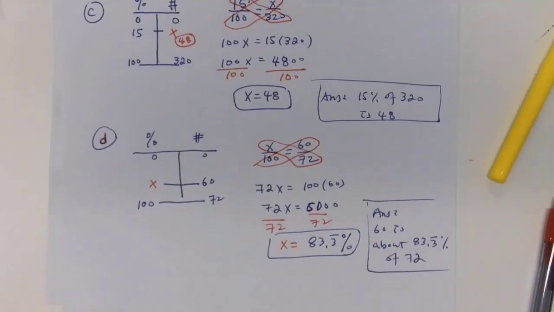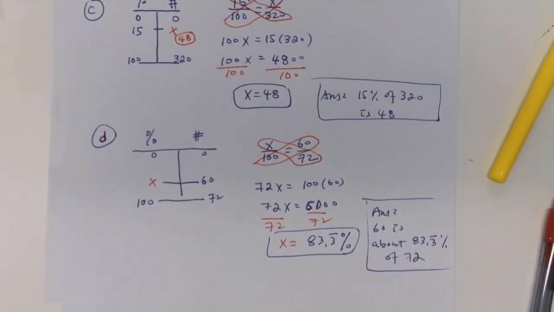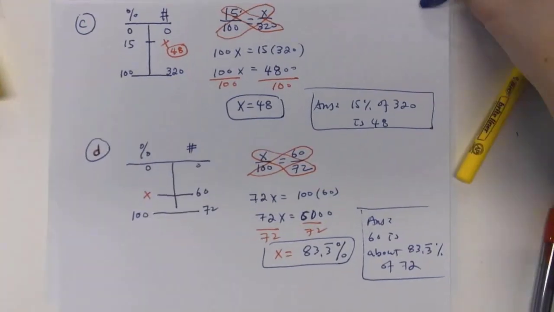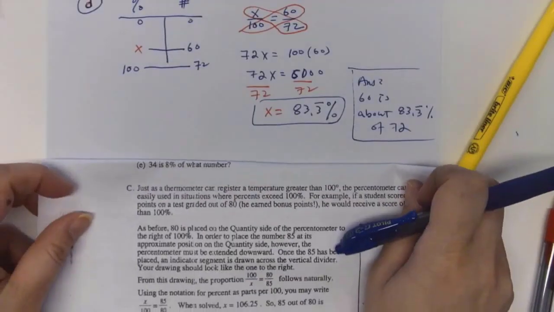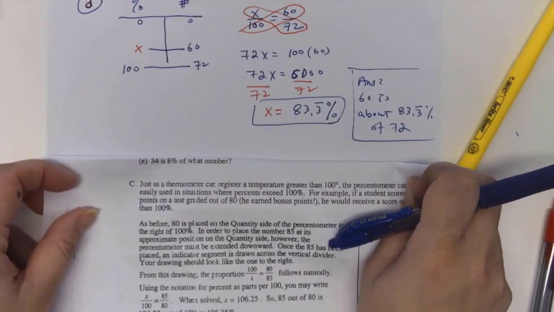I didn't create this handout, but a lot of them are not whole numbers. I don't know why. All right, so that's D. How about E? Go ahead and set up E for me. 34 is 8% of what number?